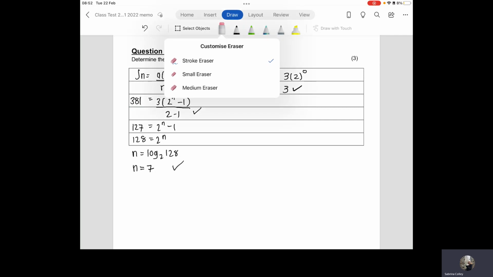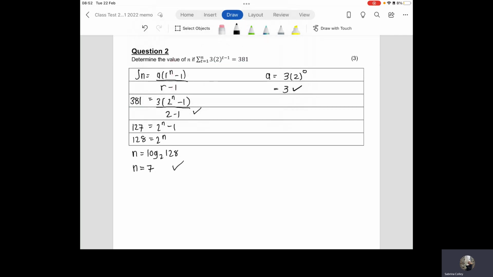Now remember, your a is your first term. To find your first term, you have to put in t is equal to 1, so you've got 3 times 2, with t being 1, so 1 minus 1 is 0, which gives you 3. So pause if you need that. That is all for this lesson. Please make sure you complete all the homework.